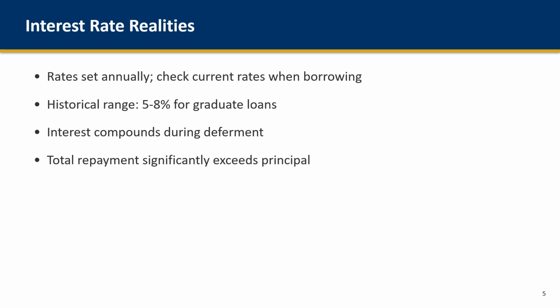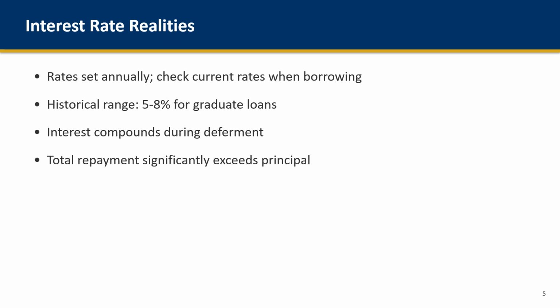Understanding interest rate realities helps you grasp the true cost of borrowing. Rates are set annually based on market conditions, specifically tied to the 10-year Treasury note. Check current rates when you're actually borrowing. They change each July 1st for loans disbursed that academic year. Historical rates for graduate federal loans have ranged roughly from 5 to 8% in recent decades. This is higher than rates during the historically low period of the early 2020s, but lower than many private alternatives.